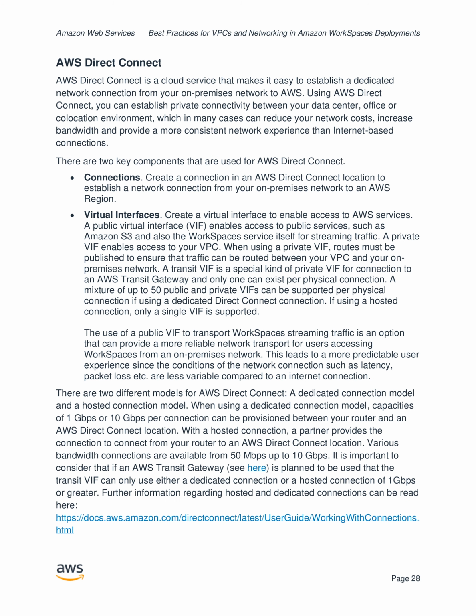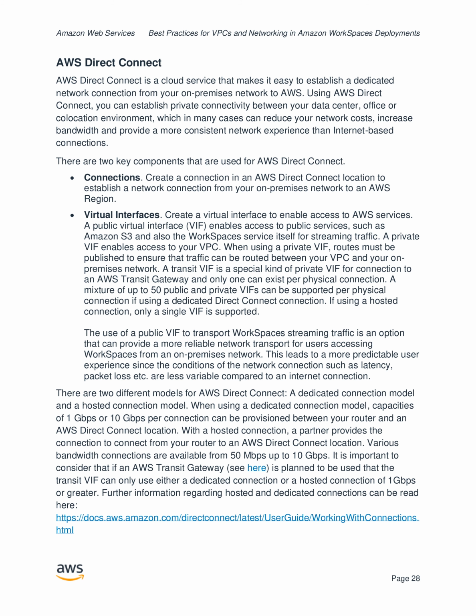AWS Direct Connect. AWS Direct Connect is a cloud service that makes it easy to establish a dedicated network connection from your on-premises network to AWS. Using AWS Direct Connect, you can establish private connectivity between your data center, office or colocation environment, which in many cases can reduce your network costs, increase bandwidth and provide a more consistent network experience than internet-based connections.